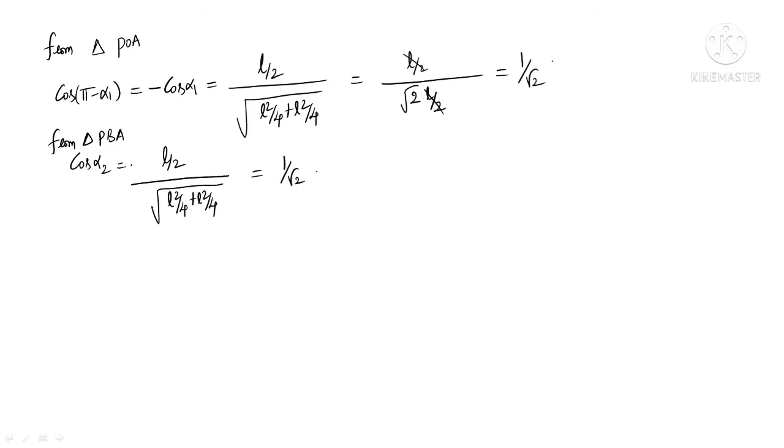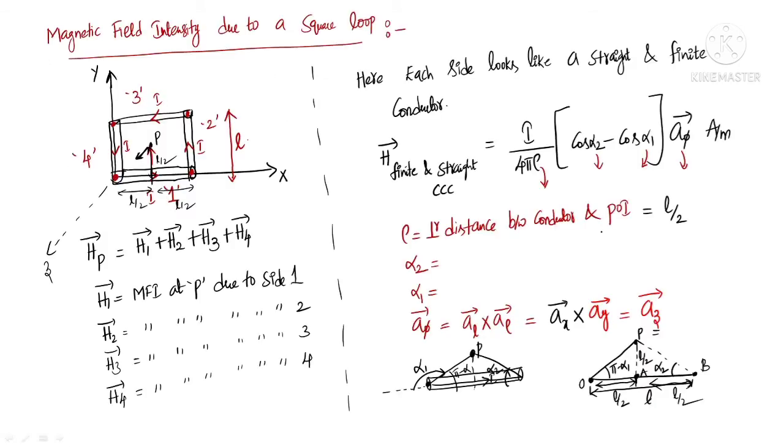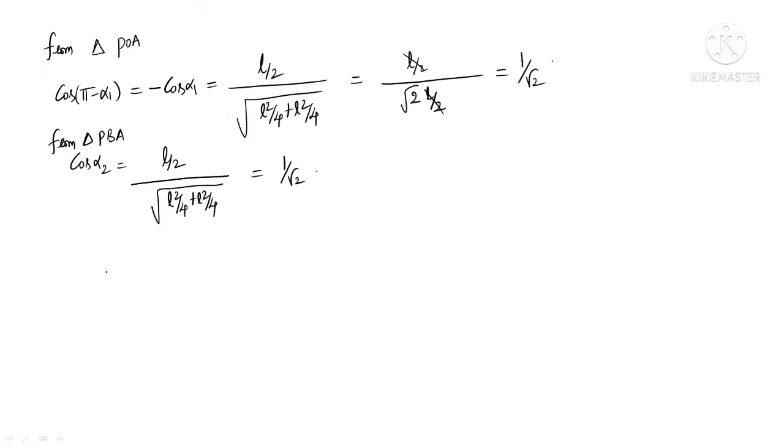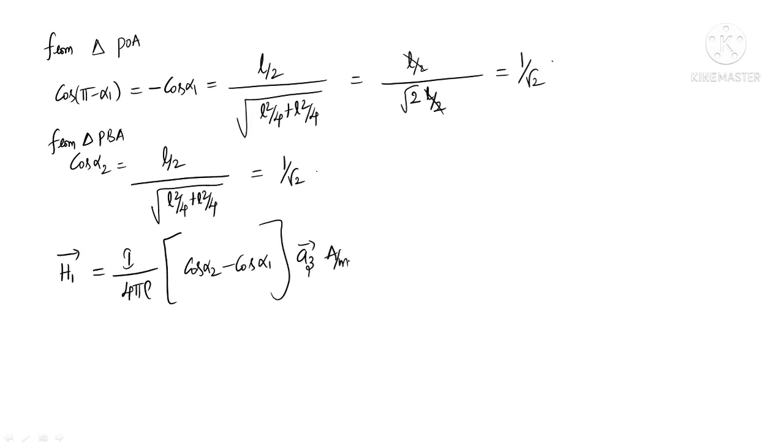Now we got the minus cos alpha 1 value, cos alpha 2 value, as well as the rho value and the a phi bar value. Substitute everything in this formula. H1 bar due to the first side. Actually the formula is I by 4 pi rho into cos alpha 2 minus cos alpha 1 into a phi bar, ampere per meter.